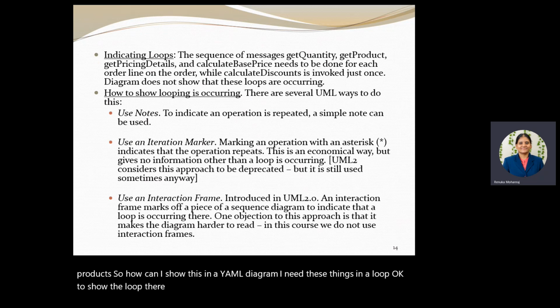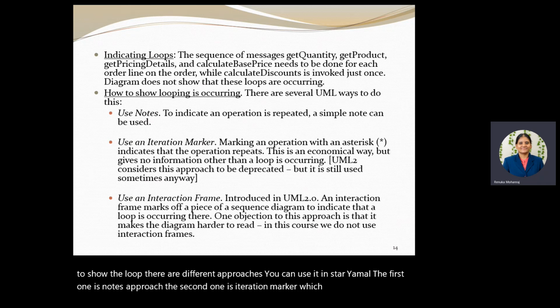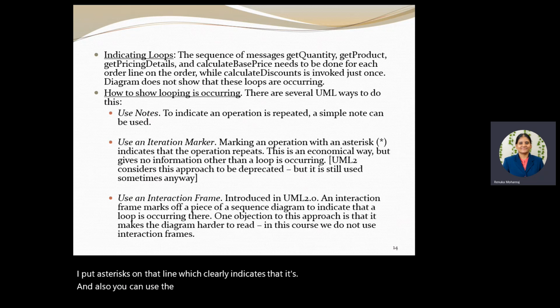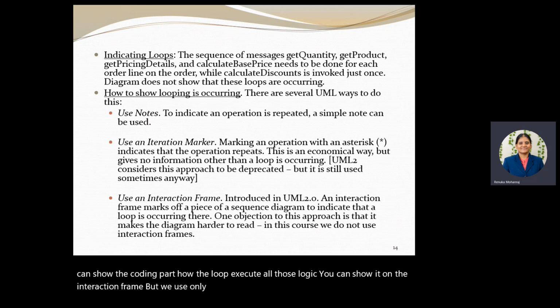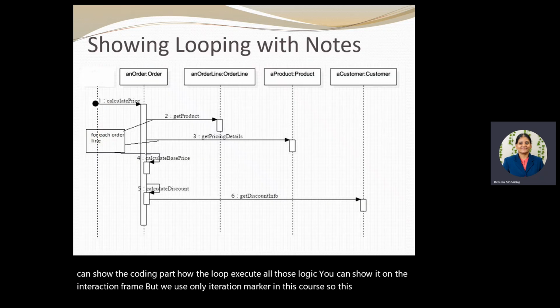The first one is the notes approach. The second one is the iteration marker, which is an asterisk. When I put an asterisk on that line, it clearly indicates that it's a loop. And also you can use the interaction frame. When we use the interaction frame, you can show the coding part, how the loop executes. All that logic you can show in the interaction frame. But we use only the iteration marker in this course. So this is the iteration marker.